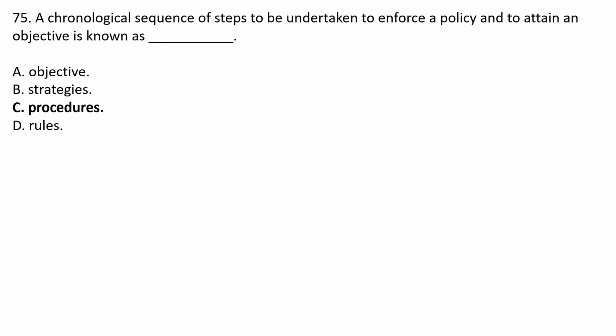A chronological sequence of steps to be undertaken to enforce a policy and to attain an objective is known as Option A objective, Option B strategies, Option C procedure, Option D rules. The correct answer is Option C procedure. A chronological sequence of steps to be undertaken to enforce a policy and to attain an objective is known as procedures.